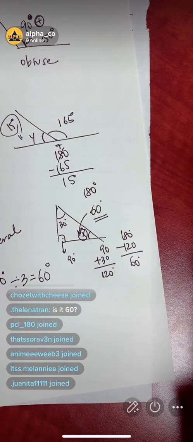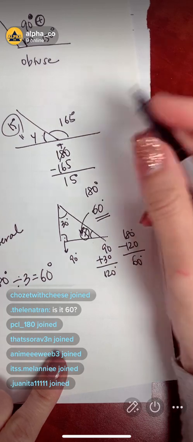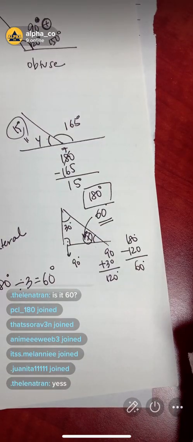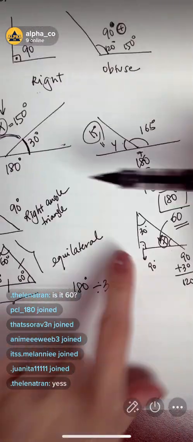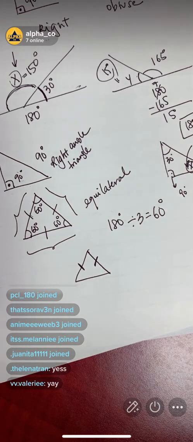Very good. Okay, so now that we know that the total angle is 180, and also we know that the right angle is 90 degrees and the equilateral is 60. Let's learn one more. What if only two sides are the same?